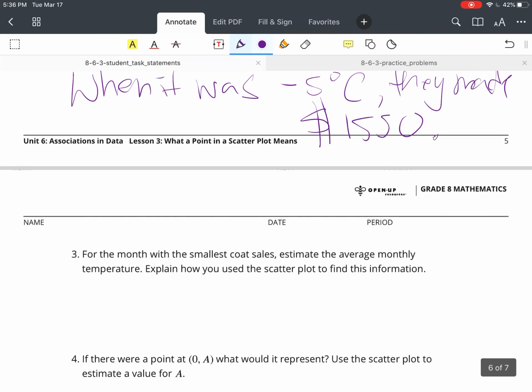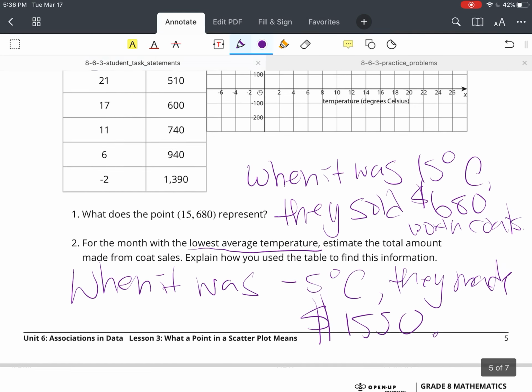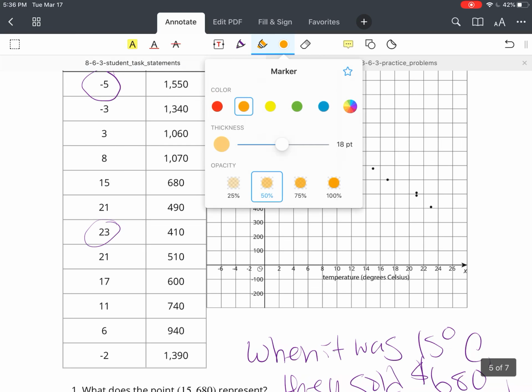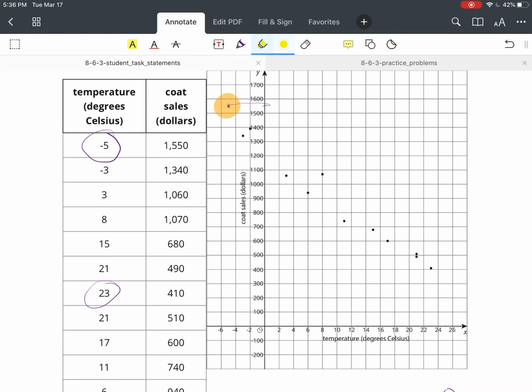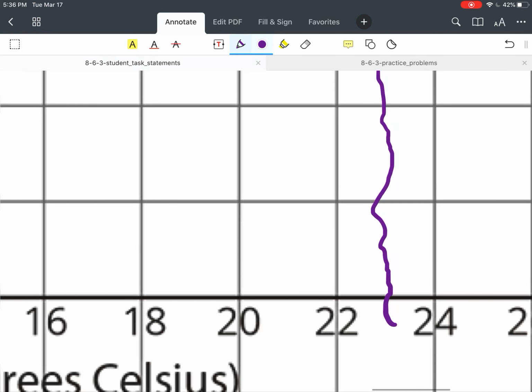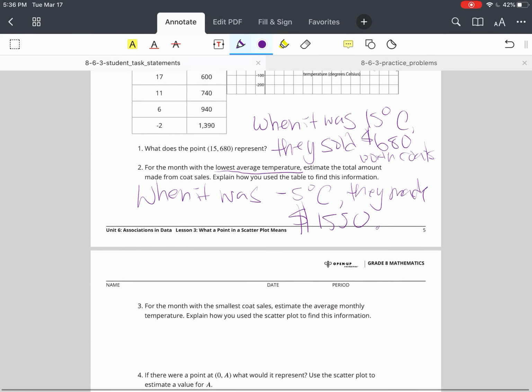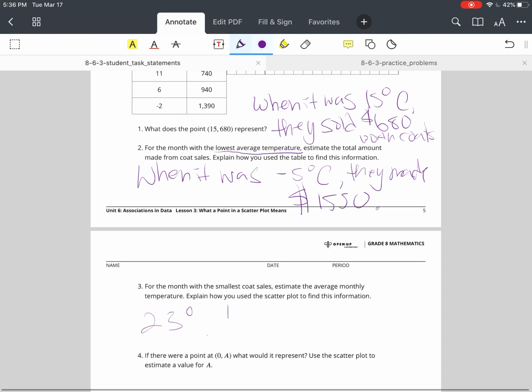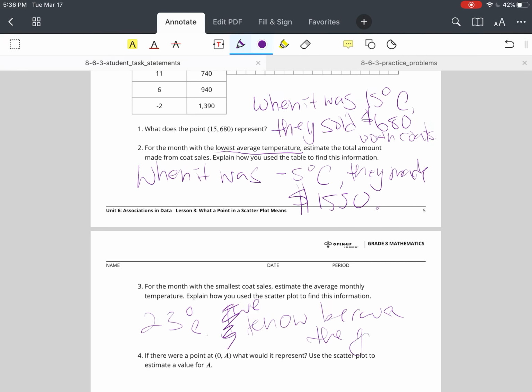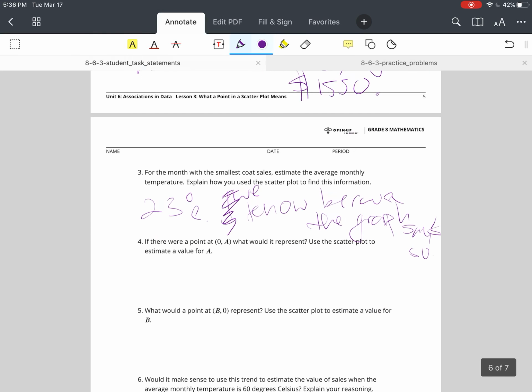For the month with the smallest coat sales, estimate the average monthly temperature. So we're looking where it's the lowest amount of money made for coats. That would be this one. If we look at the temperature, God, I can't draw a straight line to save my life. Zoom! I forgot I could do that. It's about 23, okay? It's about 20 degrees Celsius. I know, sorry. We know because the graph says. I can't write outside, so.